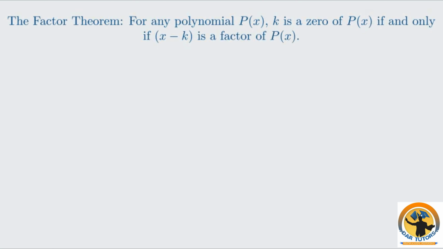It states that k is a zero of a polynomial p of x if and only if x minus k is a factor of p of x. This is because if k is a zero, then p of k equals 0. By the remainder theorem, this means the remainder when dividing by x minus k is 0. And if the remainder is 0, then x minus k must be a factor. Let's use the factor theorem.